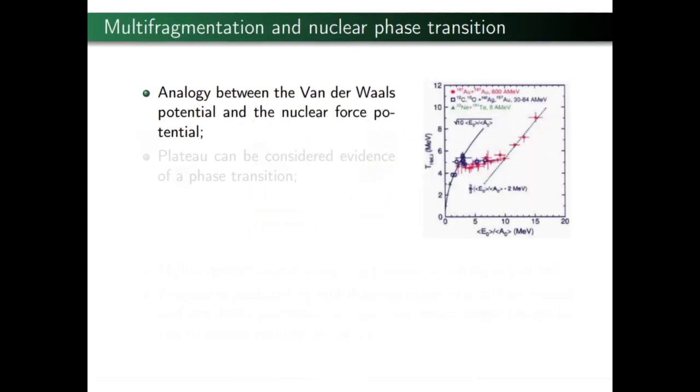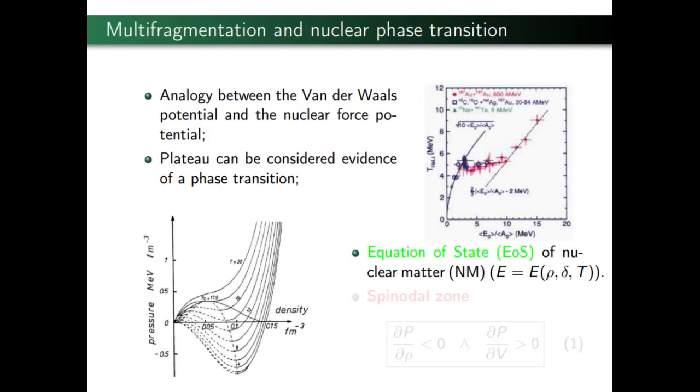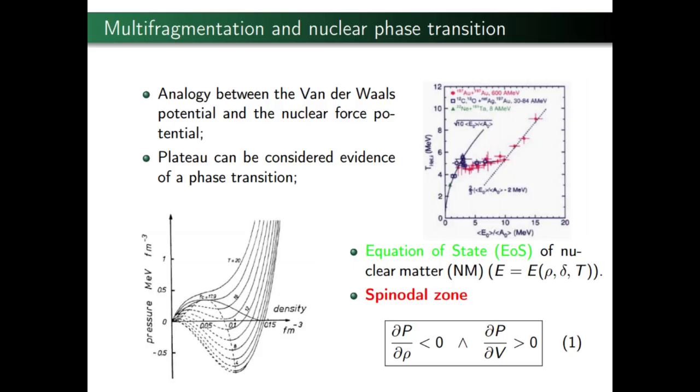In analogy with the van der Waals equation, also in nuclear systems one can speak of phase transition and therefore of an equation of state for nuclear matter. In particular, during the multifragmentation stage, nuclear matter enters a region known as the spinodal zone.